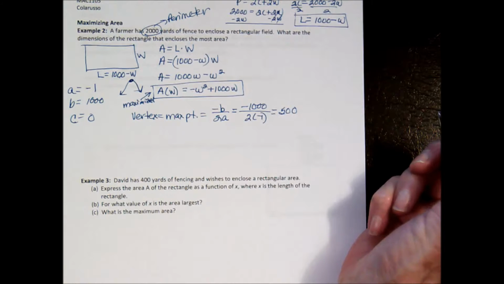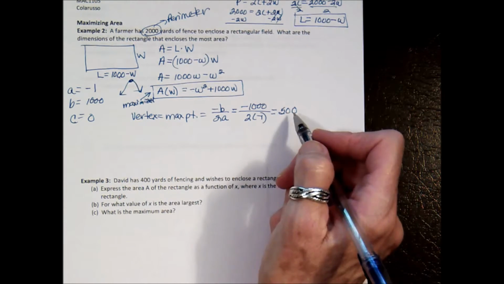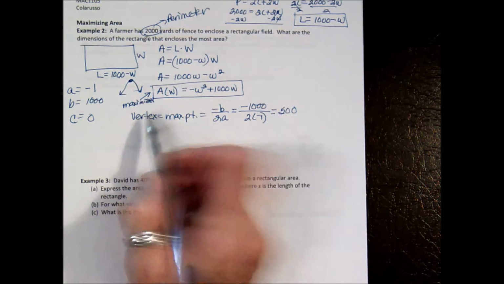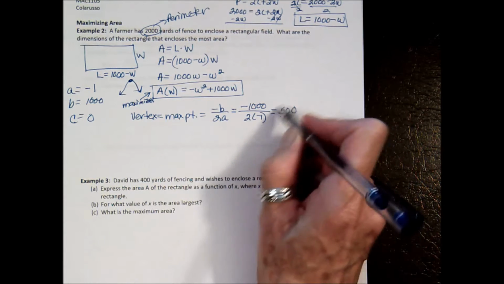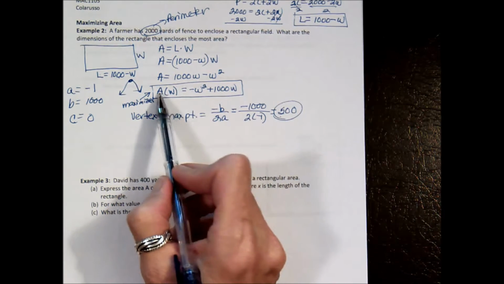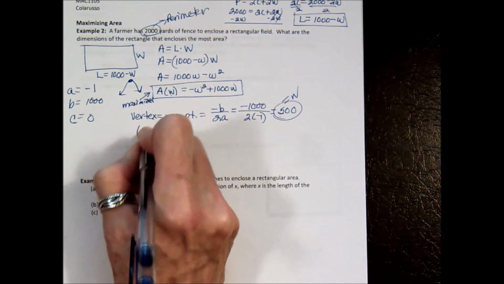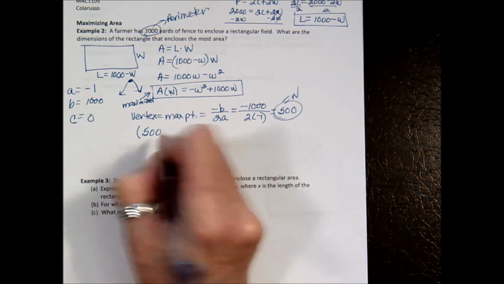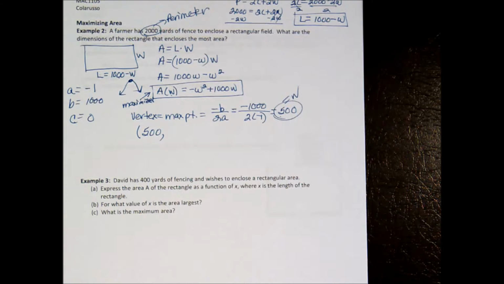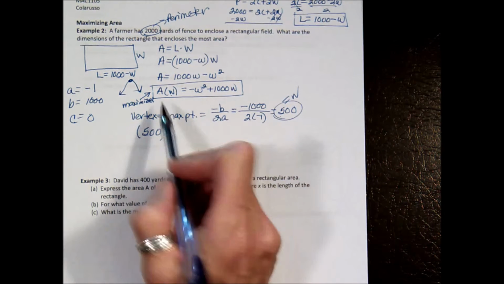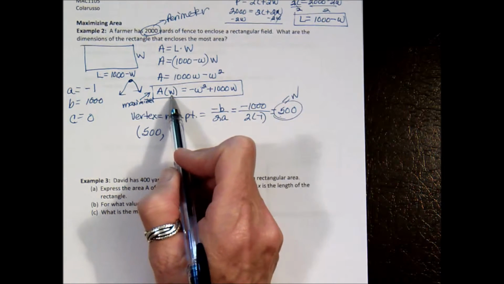So what that means is my area will be maximized when... now what does this represent? Well, we were doing area as a function of w, so this represents w. So when my width is 500, my area will be maximized. What will my area be? I have to find A of 500.